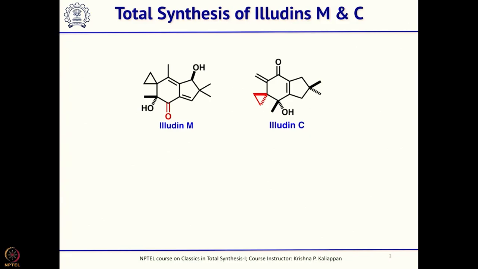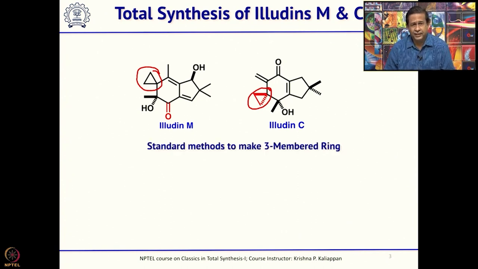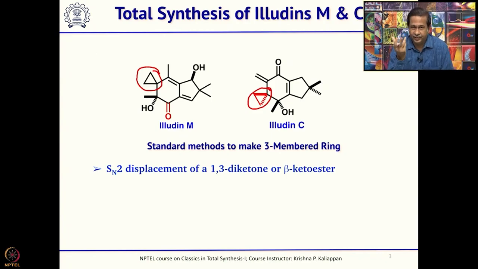And both the natural products, you can see here, there is a cyclopropane here, there is a cyclopropane here, and in Illudin C you have a cyclopropane this side. Okay. So normally when you talk about cyclopropanes, what are the normal standard methods to make three-membered ring? One is, if you have a beta diketone, 1,3 diketone or beta keto ester, then one can think of a double SN2 displacement reaction with 1,2 dibromo compound, 1,2 dihalo compound. Okay, that is one of the easiest way to make a three-membered ring.